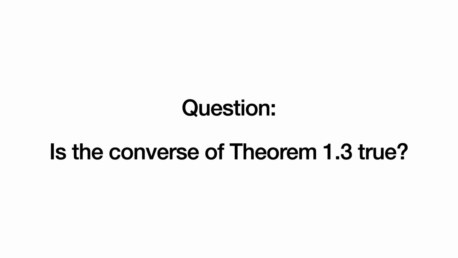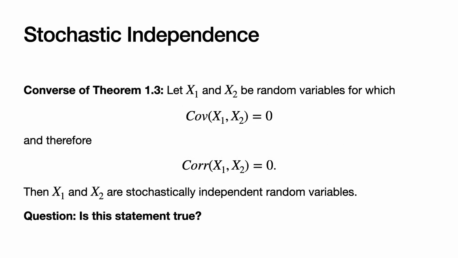Now I have a question for you. Is the converse of theorem 1.3 true? Well, let's make sure we understand what the converse of theorem 1.3 would say. The converse of theorem 1.3 would say the following. Let x1 and x2 be random variables such that they have a covariance of 0 and therefore a correlation of 0. So in other words, let x1 and x2 be uncorrelated random variables, or random variables with 0 correlation. Then x1 and x2 are stochastically independent random variables. So that whole statement is the converse of theorem 1.3.